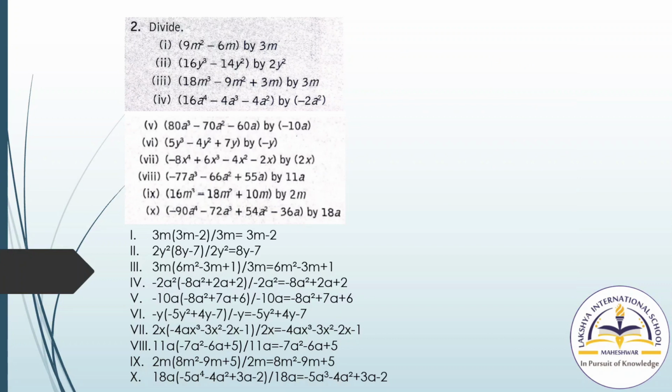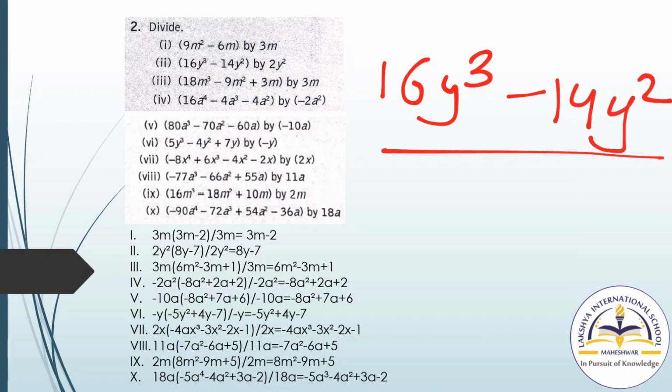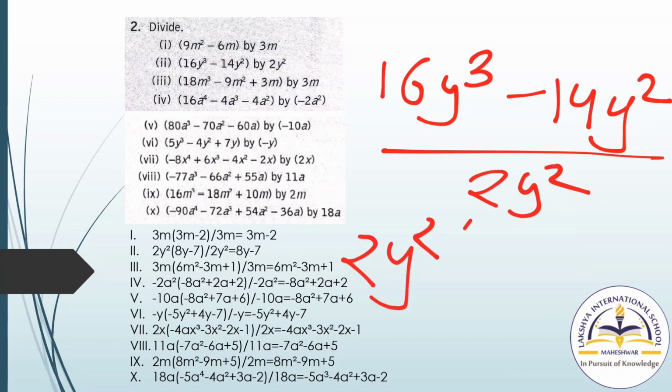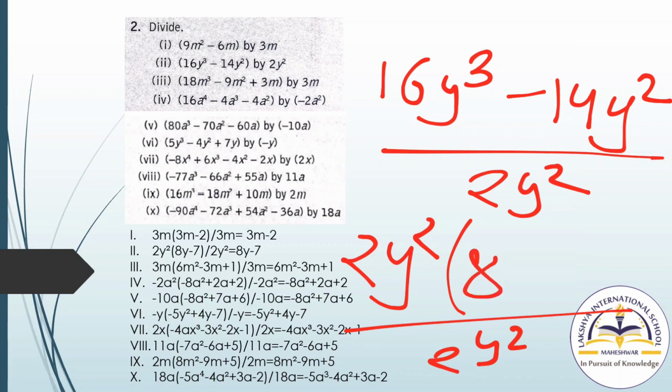Now question number 2, 16y cube minus 14y square divided by 2y square. Now here again we have to take 2y square common, so we can easily cancel them out. Now what will be the remaining value? 8y minus 7. Okay, now you can easily cancel out, and then what is the answer? 8y minus 7. Now in the same manner you have to solve these questions.